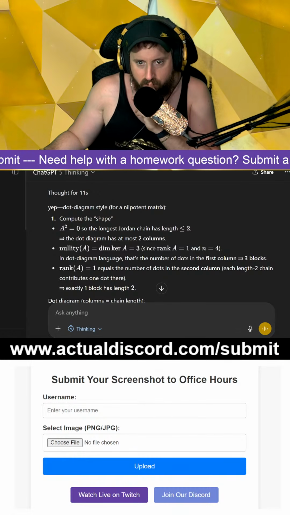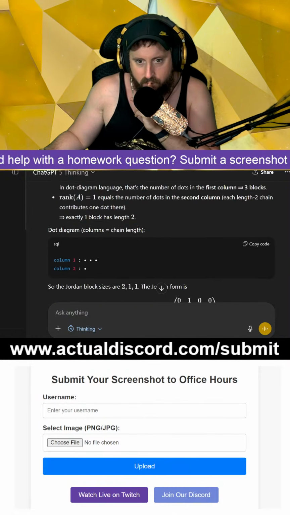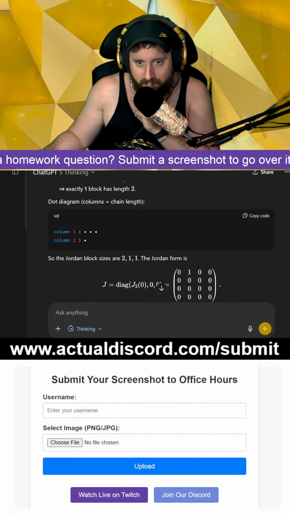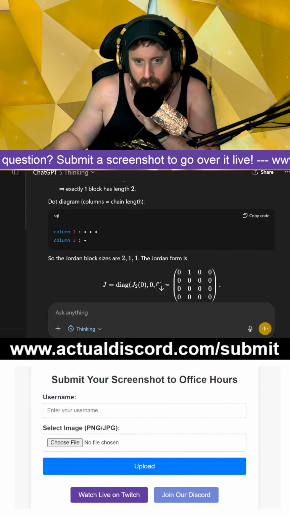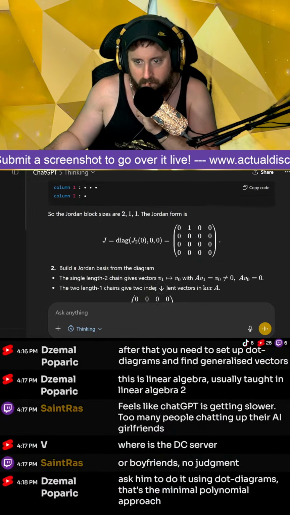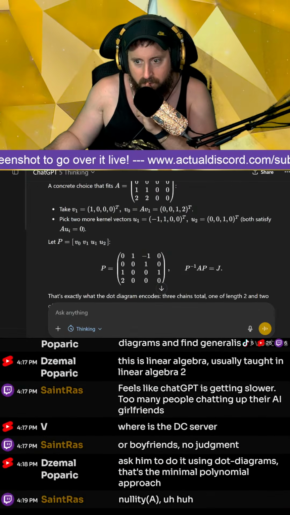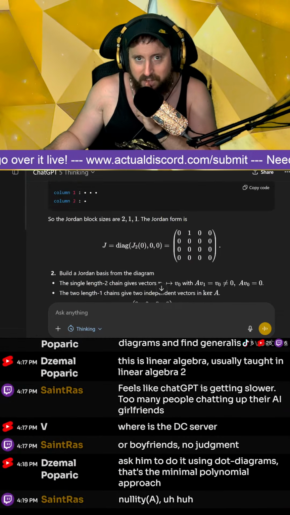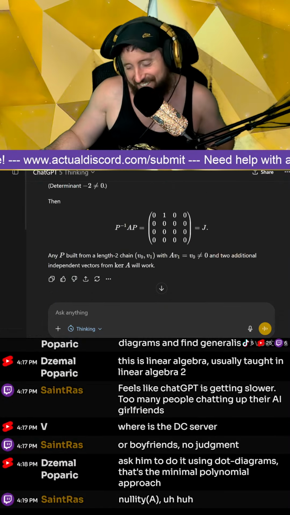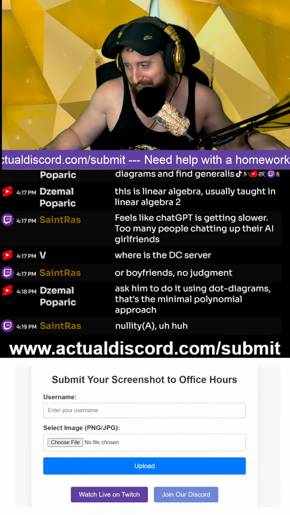The longest joint, the dot diagram has at most 2 columns. Oh, so it does it this way. That's kind of cool. Nullity A. Okay, this is above my skill level.